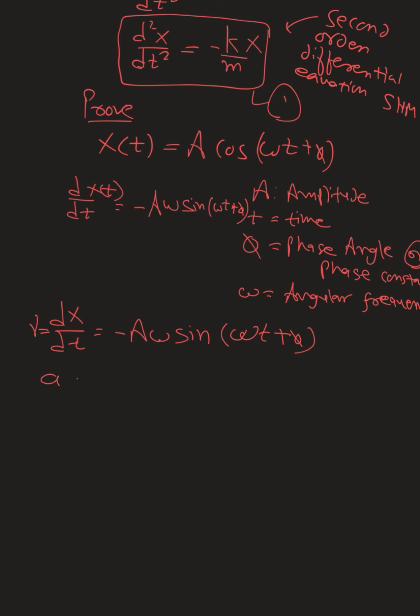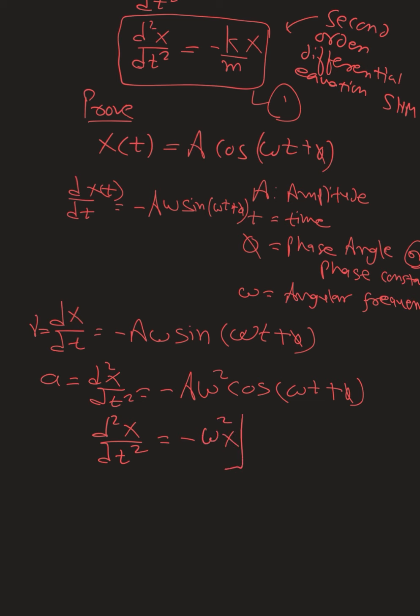If I differentiate a second time, I'll get d squared x over dt squared. Sine becomes cos, so you will have negative A omega squared cos(omega t plus phi). You see, you get the same equation again, A cos(omega t plus phi) that we started with. So we can say d squared x over dt squared is nothing but negative omega squared times x, because x is A cos(omega t plus phi).